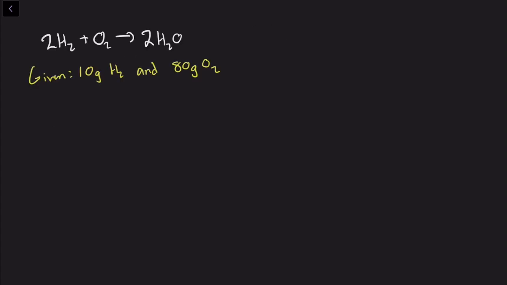Let's look at our first example. If we have 2H2 plus O2 yields 2H2O, and we're given 10 grams of hydrogen and 80 grams of oxygen, which one will be the limiting reactant? Well, our first step is to convert our grams to moles. So if we start with our hydrogen, we're going to go 10 grams of H2, use our molar mass conversion factor of 1 mole H2 being 2.016 grams. Those grams cancel out, and we have 4.96 moles of our hydrogen.